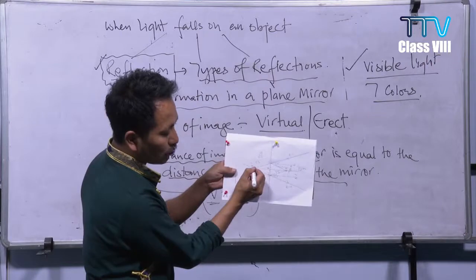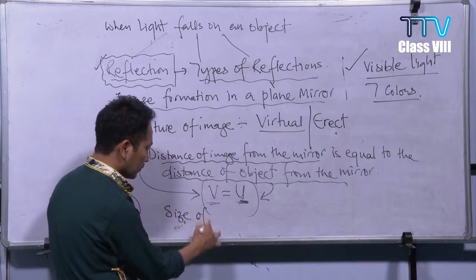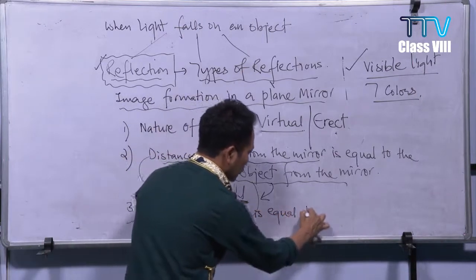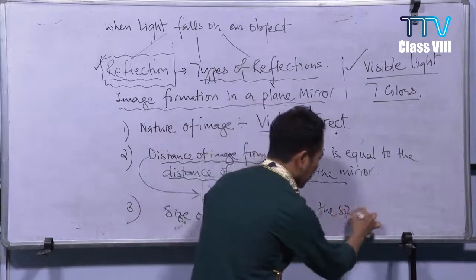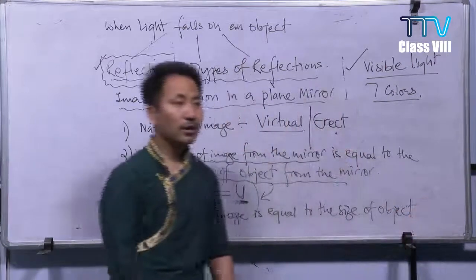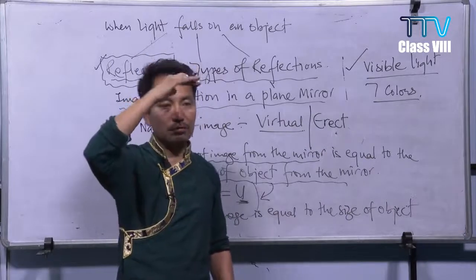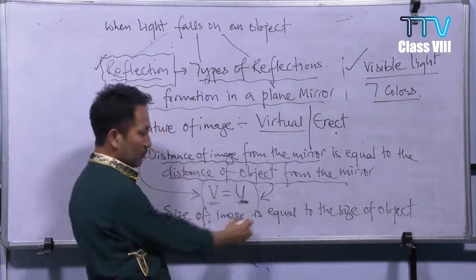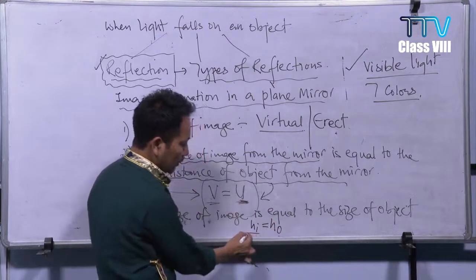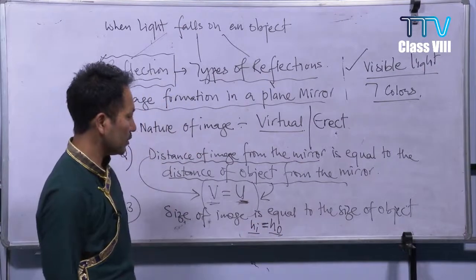So the image is the same as the object, which means the size of the image is equal to the size of the object. So size of image is equal to size of object. If the height of the object is h, then the height of the image is also h. The height of image and height of object will be the same.